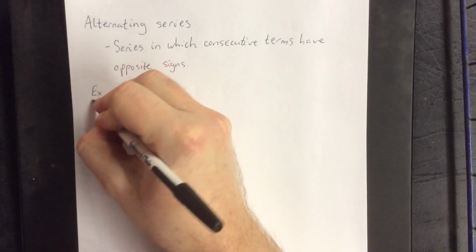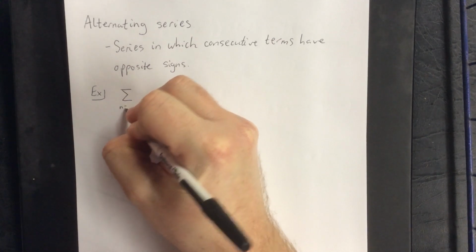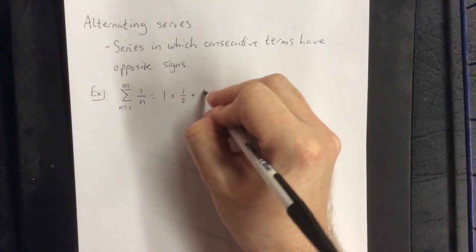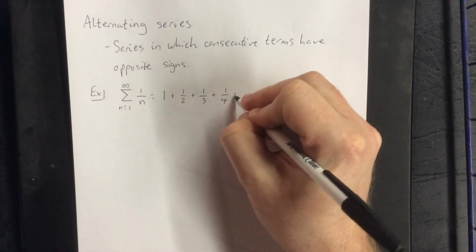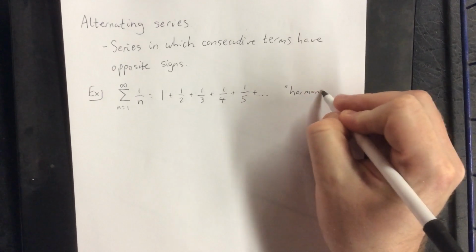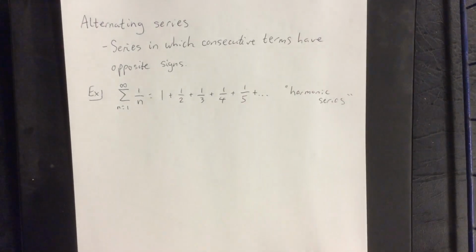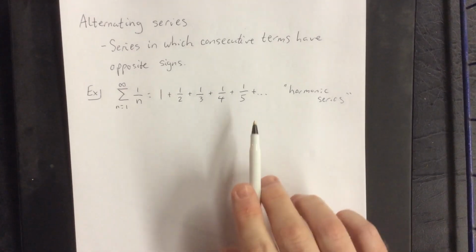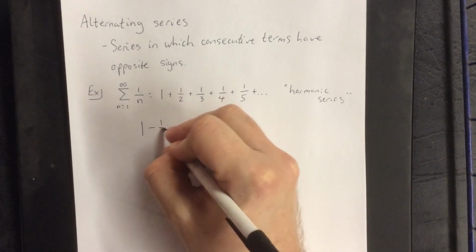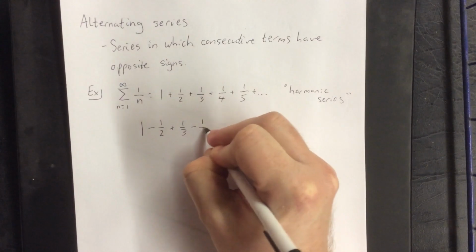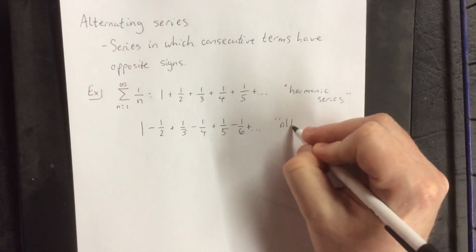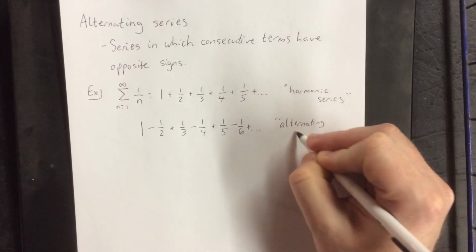As an example of an alternating series, we've introduced this guy a couple times, but I wanted to introduce it one more time. The sum from n equals 1 to infinity of 1 over n is known as the harmonic series. If I were to take this same series and alternate every other term being the opposite sign as the previous term, so 1 minus a half, plus a third, minus a fourth, plus a fifth, minus a sixth, and so forth and so on, this would be known as the alternating harmonic series.